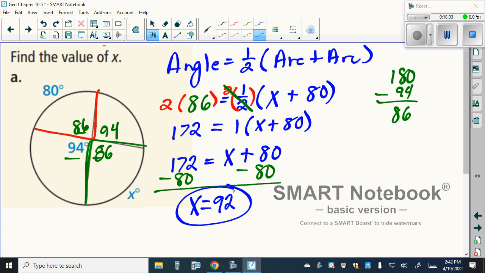And that's it. So really, anytime we have the variable inside the parentheses, we can multiply both sides by 2 and solve. Questions on this here? Any questions on anything we've done so far?